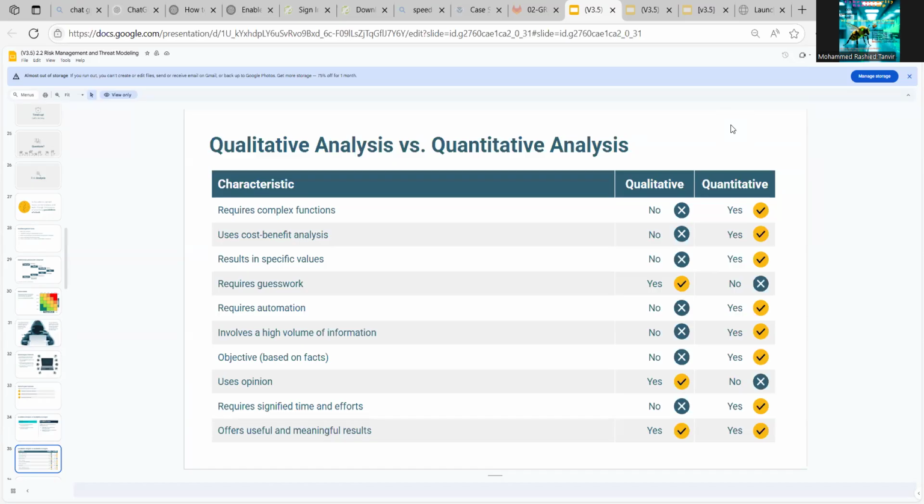Involves a high value of information, qualitative no, quantitative yes. Objective, based on fact, qualitative no, quantitative yes. Uses opinion, qualitative yes, quantitative no. Requires significant time and effort, qualitative no, quantitative yes. Offers useful and meaningful results, qualitative yes, quantitative yes. This is a very important comparison of qualitative and quantitative analysis for the Security+ exam.